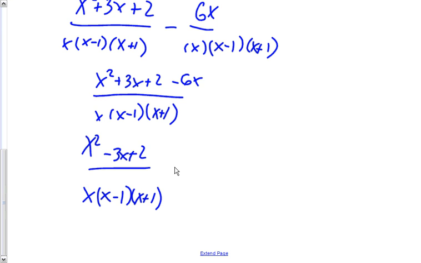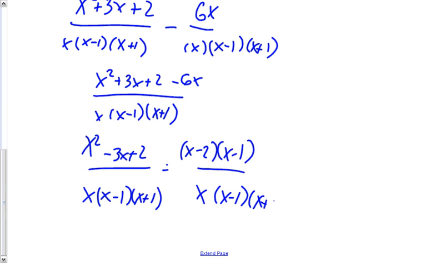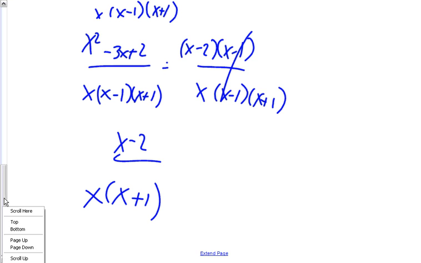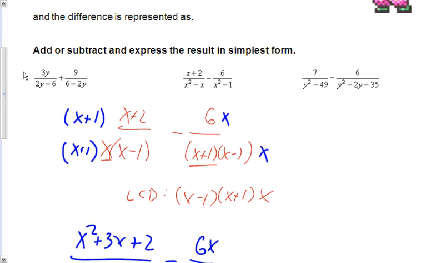And then see if you can factor. Well, it does. Of course it does. X minus 2, x minus 1 over x minus 1, x plus 1. Cancel, cancel. And our final answer is x minus 2 over x times x plus 1. We could multiply the bottom out, but you know what? It's okay that way. It's still in simplest form. It's all good. We're good there. Okay?